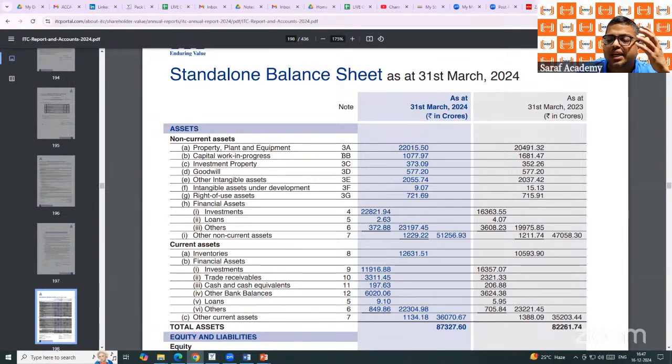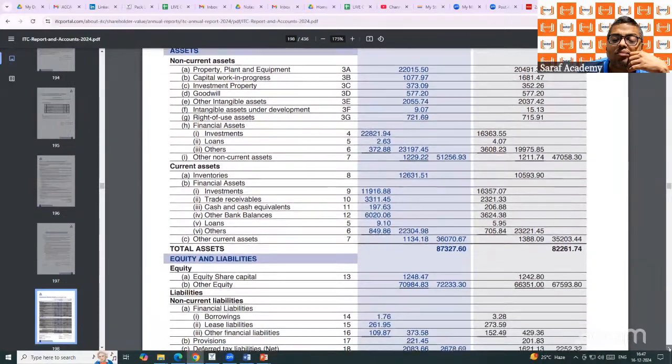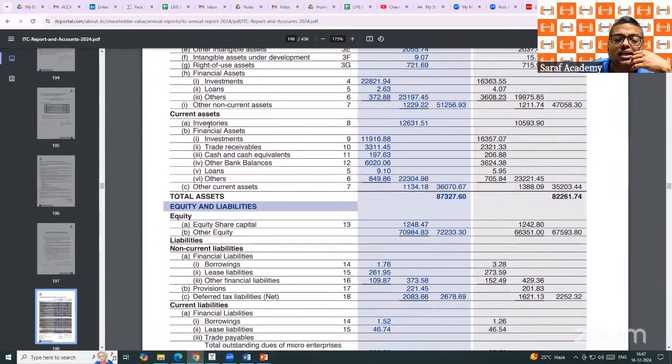Capital work in progress, the assets are under progress, they have not been ready. They have not been used in the business activity, they are getting ready. So that was 1681, 1077. Investment, goodwill, other intangible and all that. These are all non-current. Non-current means it will take time to get money out of this. And then current assets, inventory, then other current assets, investment, you will say any investment which will give us money within 1 year is a current investment. The balance sheet total is 87,327 crores.